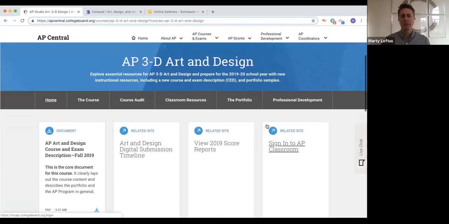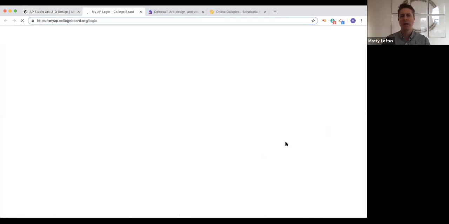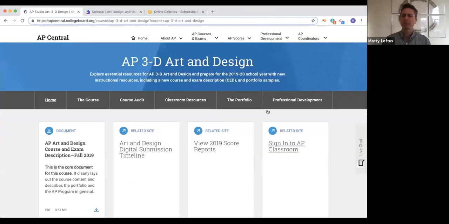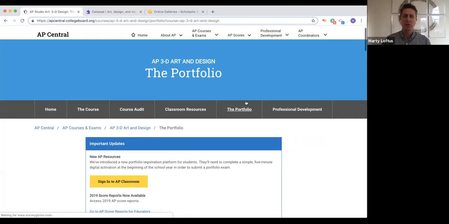For AP 3D Art and Design, you can look right here on the right-hand side where it says sign into AP Classroom. This is where you can sign in with your username and password and go directly to your areas for upload. Here's where you can upload your images, your statements, your commentary, all of that relevant information. If you haven't done that, please make sure that you are contacting your teacher or administrator as soon as possible to begin that process.